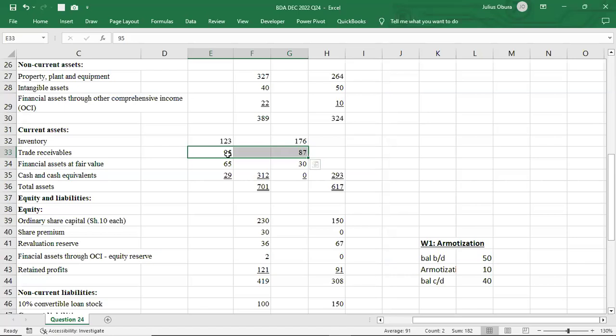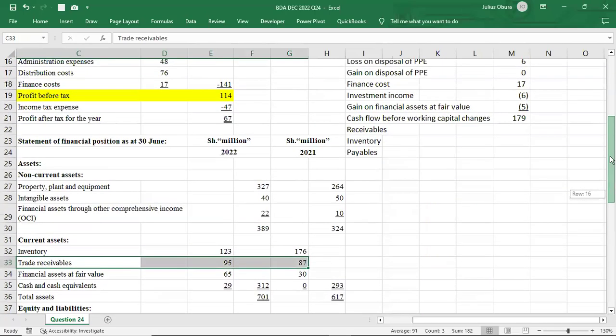So we had a movement from 87 to 95, which is an increase. No, this is trade receivables. These are debts that people owe us. So when they increase, it means that we have less cash at our disposal. That will be a cash outflow, which means that it is going to be negative.